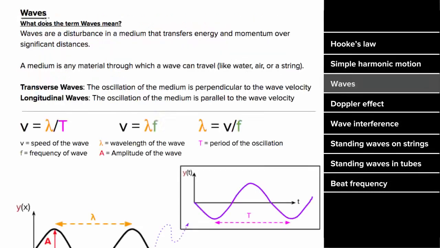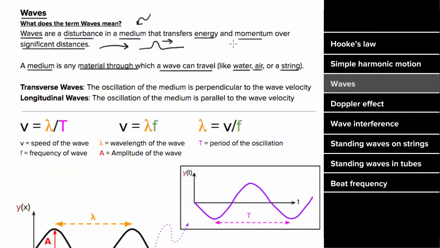What are waves? Waves are disturbances that travel through a medium and transfer energy and momentum over significant distances without transmitting any mass itself over those distances. What does medium mean? This is a fancy word for the material through which the wave can travel. So you can classify a wave by the medium it's in, but you could also classify waves by the type of disturbance you've created.